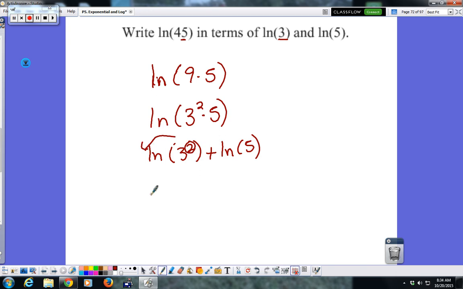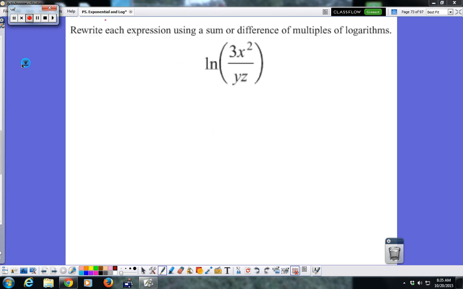The exponent rule says to bring the 2 out front, so that's 2 times natural log of 3 plus the natural log of 5. So now you have it in terms of natural log of 3 and natural log of 5, instead of in terms of 45.